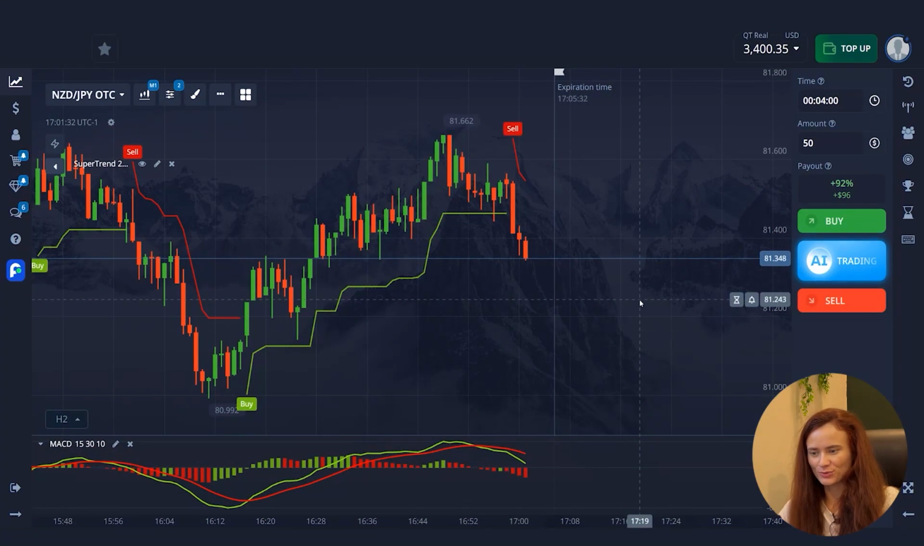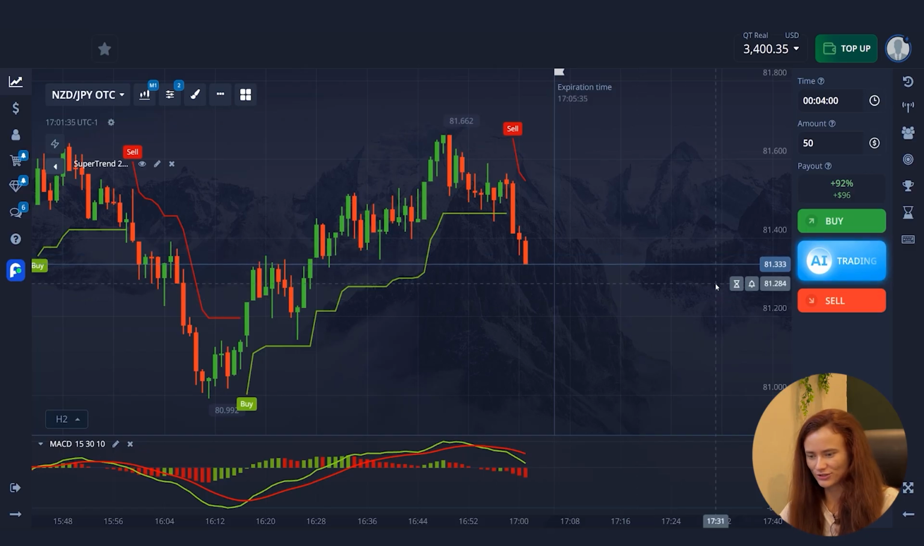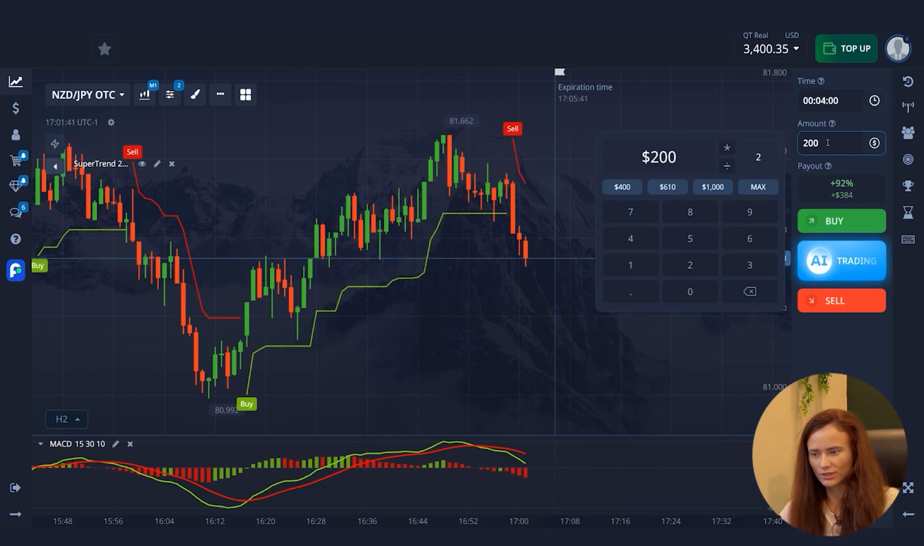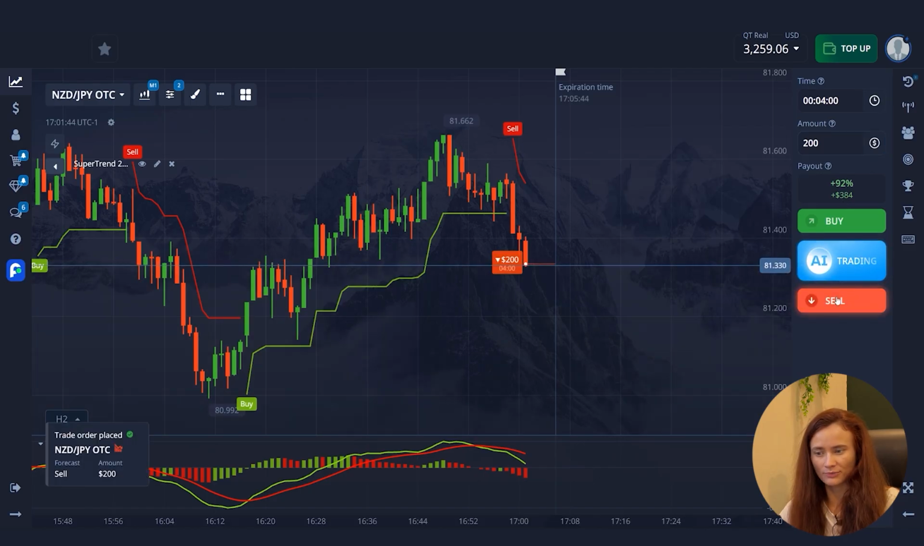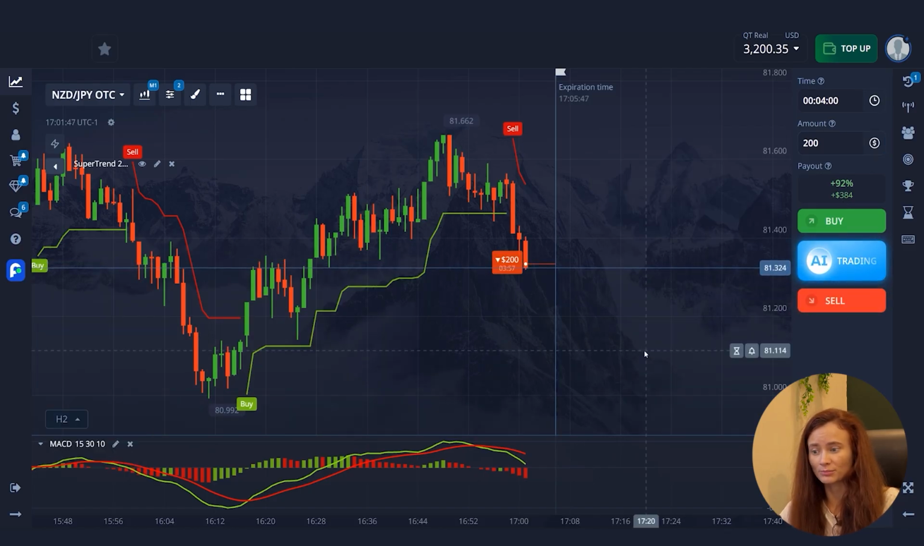Found the first suitable situation, so let's break it down and open a trade. The trading time will be 4 minutes. I start with $200, and my prediction is the price will go down. So it's time to open a trade and press the red button to do so.